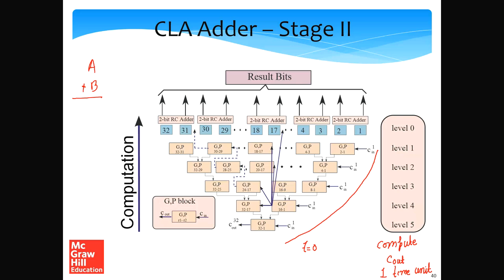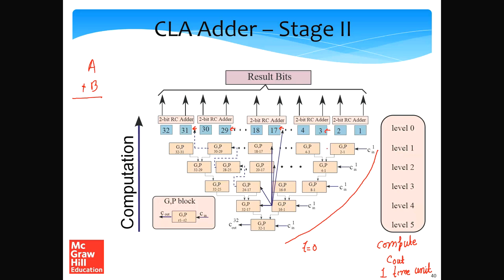And similarly, we need to find out how many time units it takes to do the entire addition. So our main aim is that for each of these 2-bit adders that we have shown here, we need to find all the carries. If we can do that very quickly, we are all done. So let's again consider the beginning of stage 2 when t is 0.